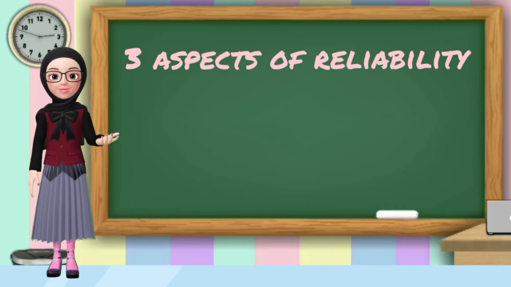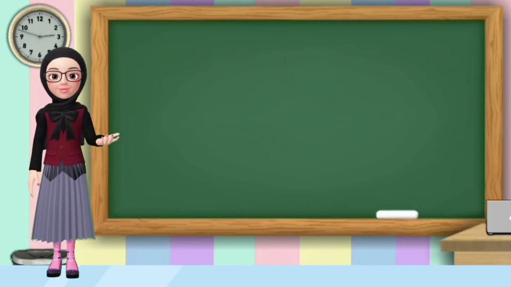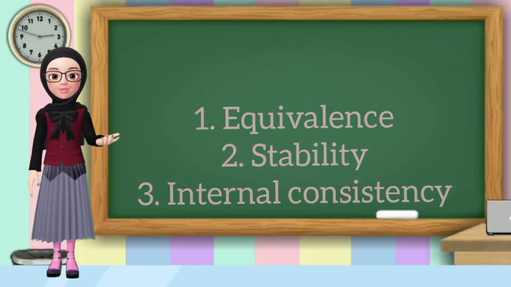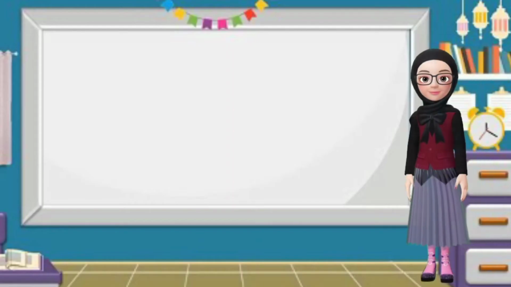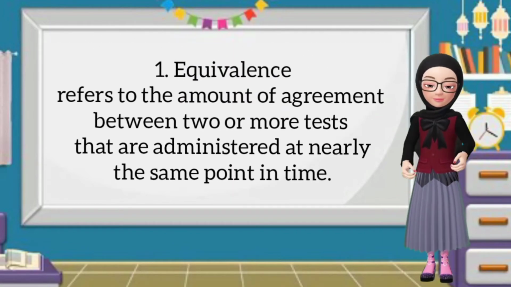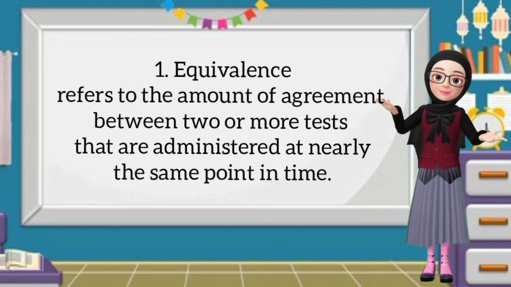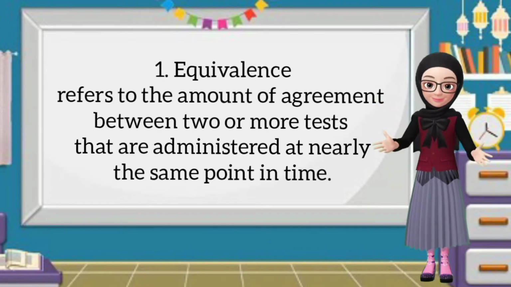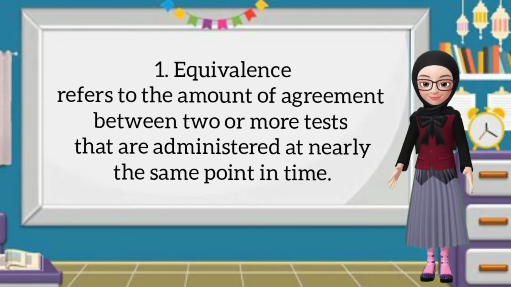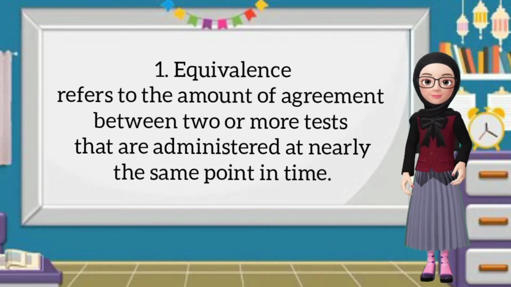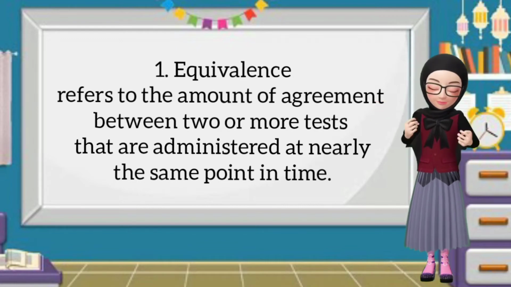Thus, reliability has 3 aspects. The 3 aspects of reliability are named equivalence, stability, and internal consistency. The first aspect, equivalence, refers to the amount of agreement between 2 or more tests that are administered at nearly the same point in time. Equivalence is measured by administering 2 parallel forms of the same test to the same group. This administration of the parallel forms occurs at the same time or following some time delay.